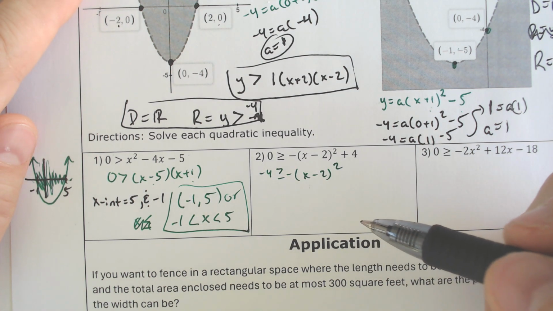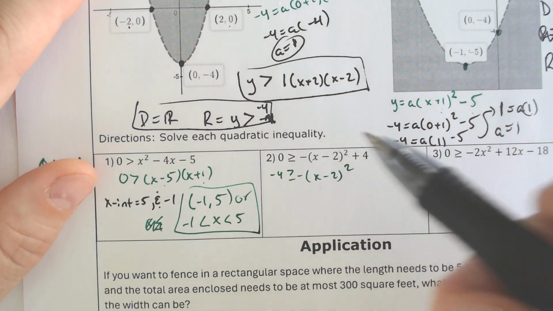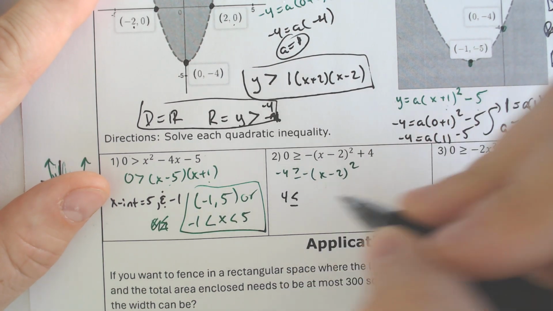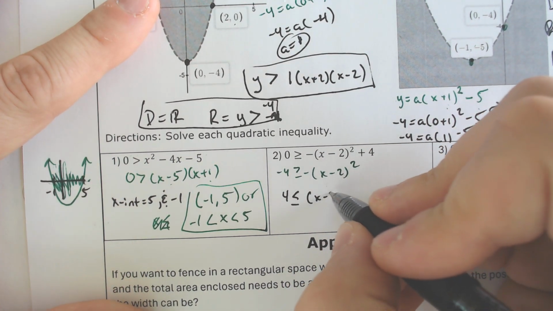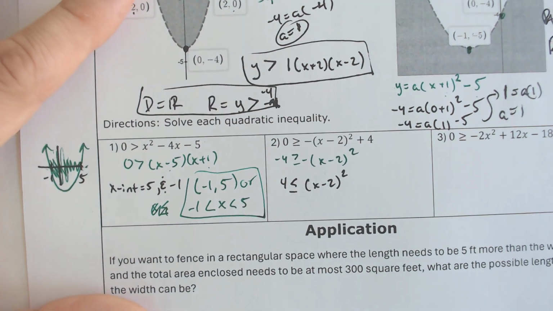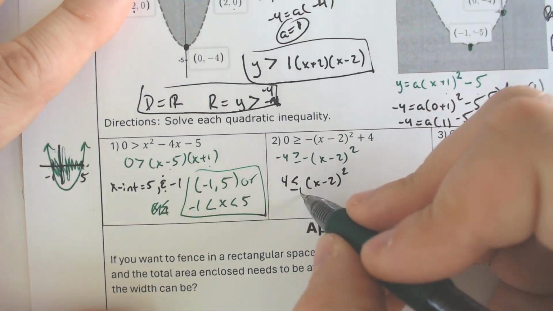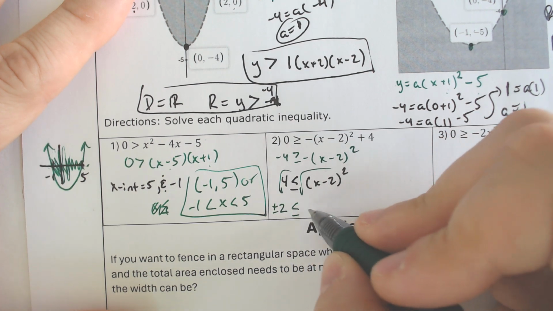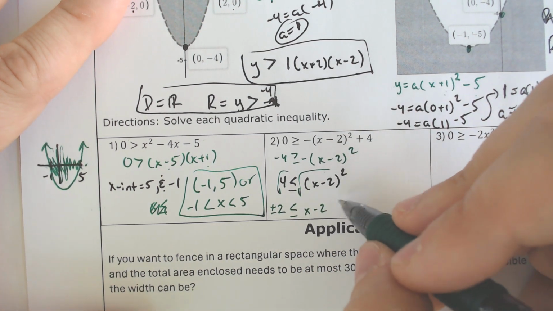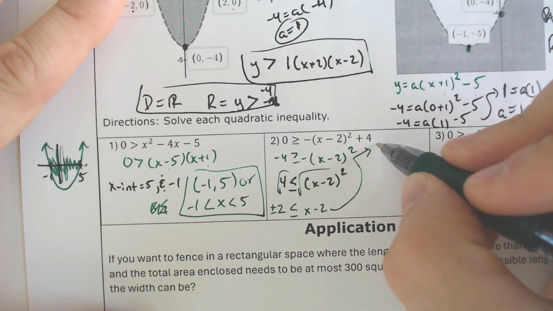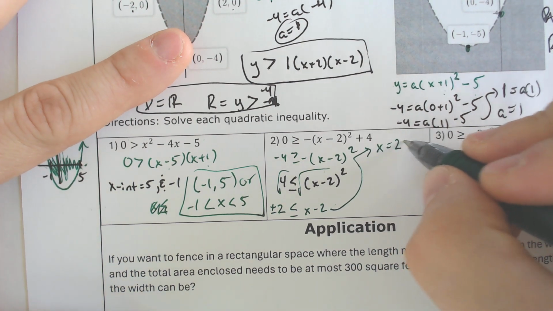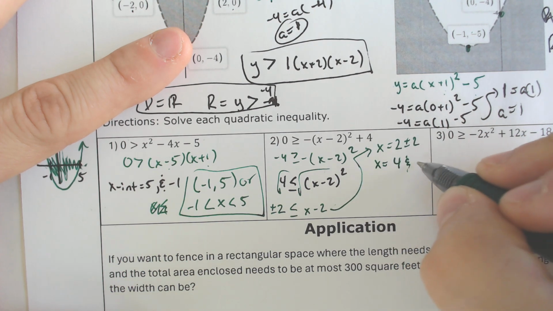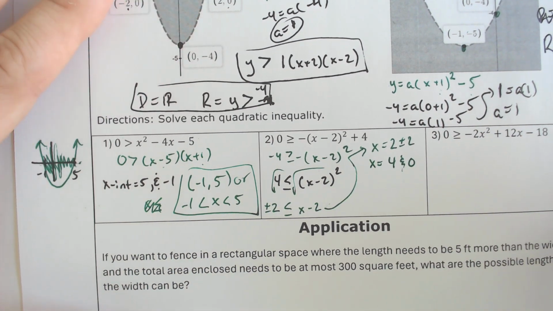However, that's not going to be how you get your answer. So I'm just going to recommend writing 4, and then, yeah, you can flip your inequality symbol, but pretending it's an equal sign means that some crazy stuff's going to happen anyways. Square root both sides. Plus or minus 2 equals x minus 2. When we add the 2 over, we get x equals 2 plus or minus 2, which means x is equal to 4 and 0. Okay?